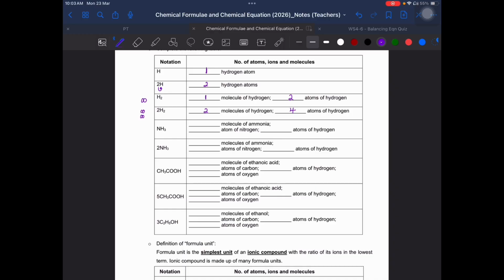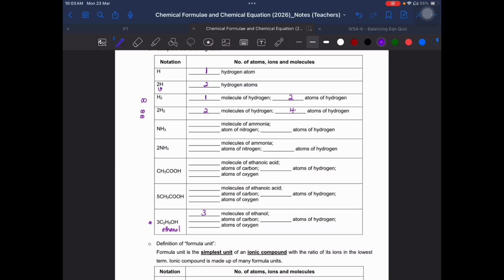Let's take a look at the last one here, 3C2H5OH. This is what we term ethanol. It's a type of alcohol, an organic compound. Based on this notation, it means that there are three molecules of ethanol.